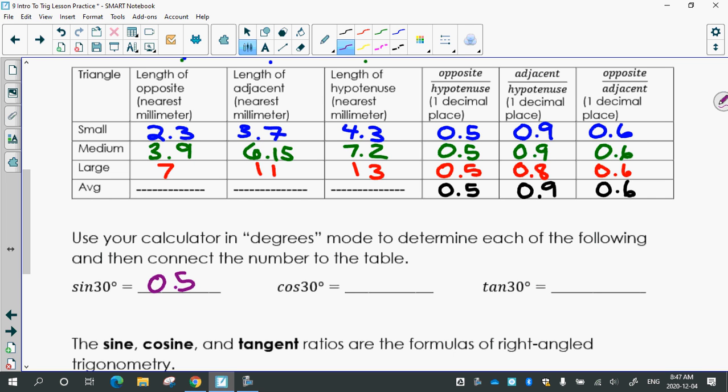Who else? Okay, go to mode. Yes, yours is in radians. Degrees. Yours is in gradients, so switch that to degrees. Anyone else need help with their calculator?